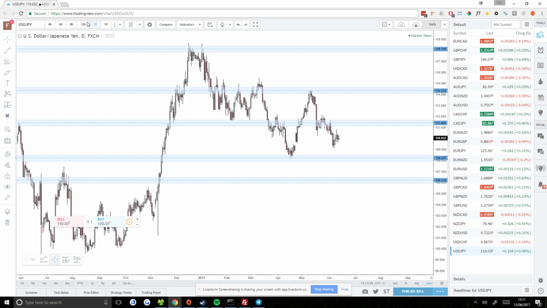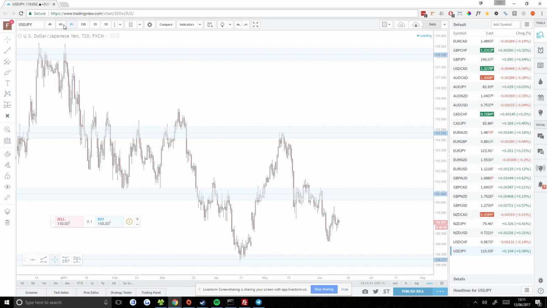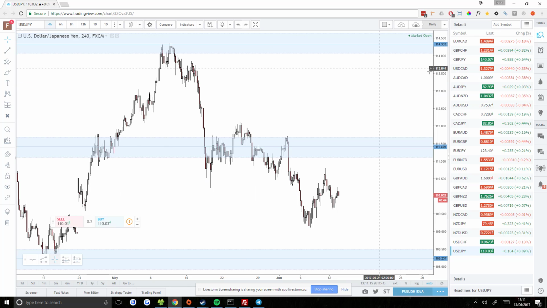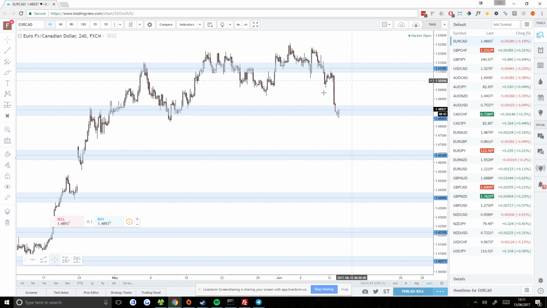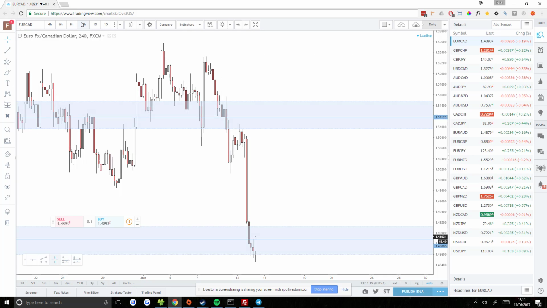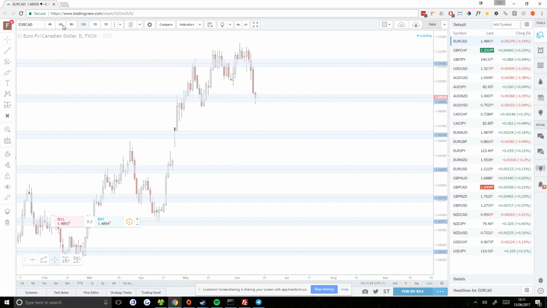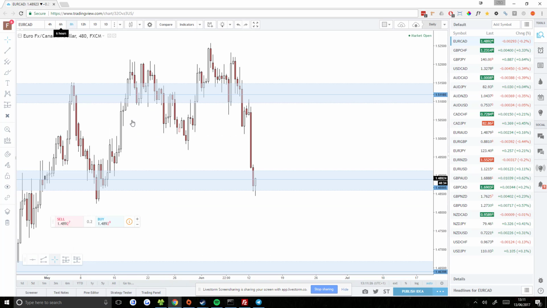USDJPY is the final pair, and it is doing nothing really. All right, so let's review real quick, guys. EURCAD looking good for a potential long trade. It's stalling across the board, so that looks good.